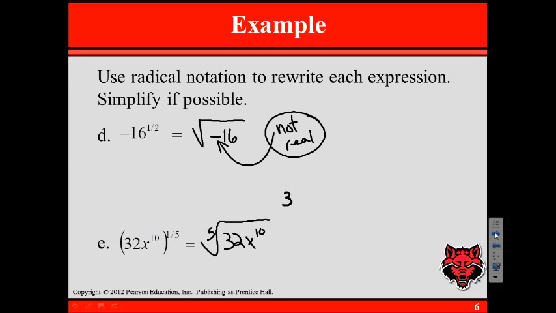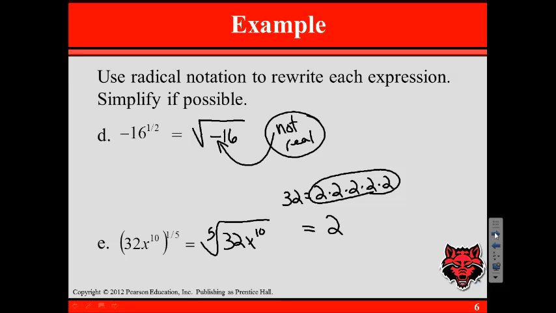We write the prime factorization of 32, 2 times 16, which is 2 times 8, 2 times 4, 2 times 2. And the index indicates we need 5 identical factors to form a group. We happen to have 5 identical factors. So the 32 breaks down into 2.